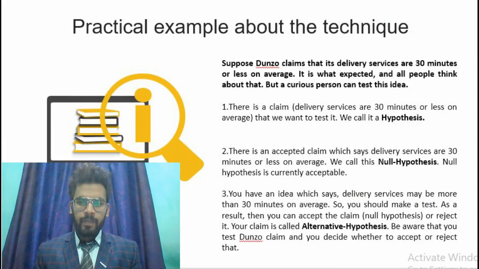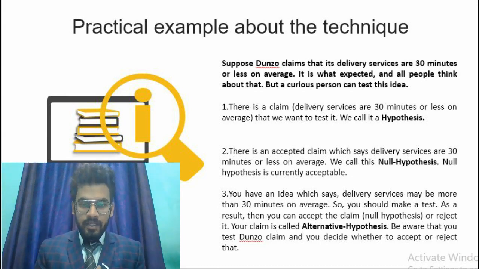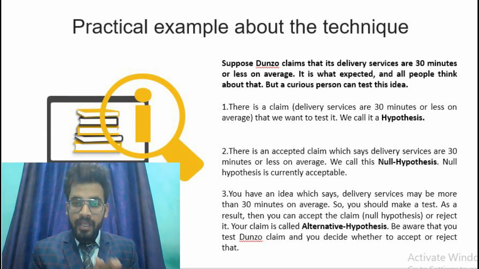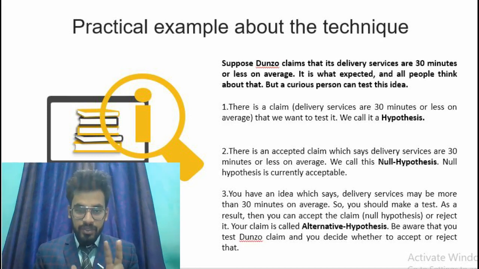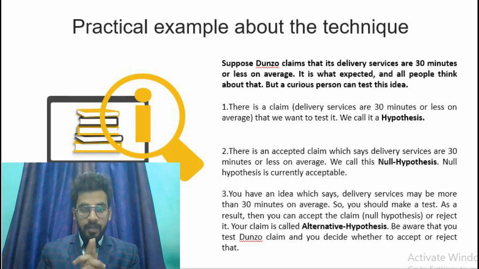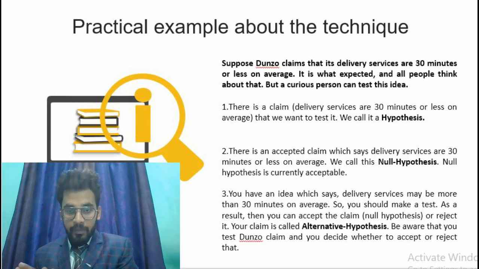In this slide, we have shown a practical example related to the Z-test, in which a delivery service company claims that they will deliver the product in 30 minutes or less on average, which means there will be two situations. First, the product gets delivered in 30 minutes or less on average, and second, the product takes more than 30 minutes.